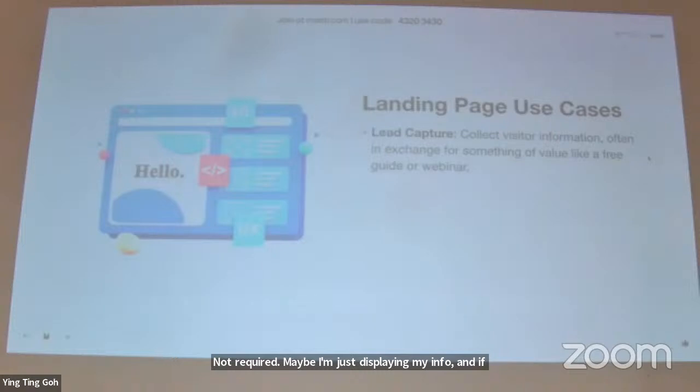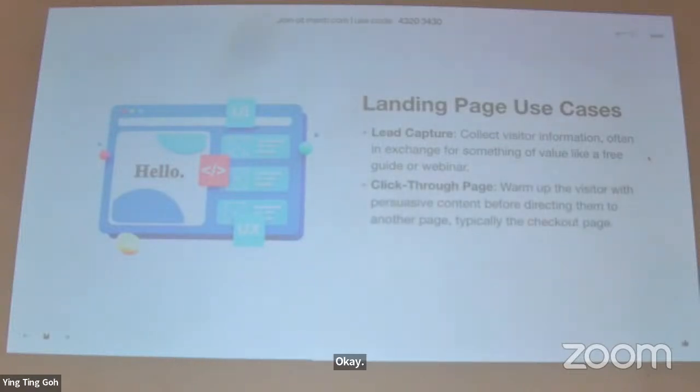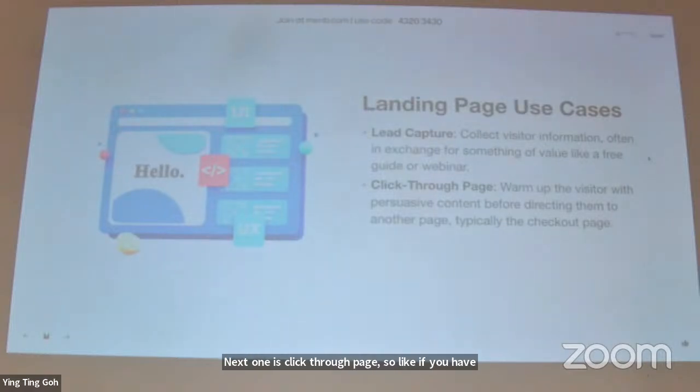Okay. Next one is click-through page. So if you have e-commerce, or something that's an online purchase, a bigger online download, or maybe it's B2B, a sales proposal where you really need people to take action.